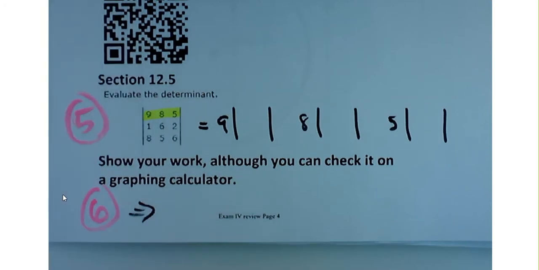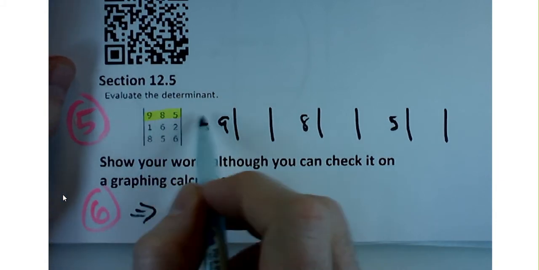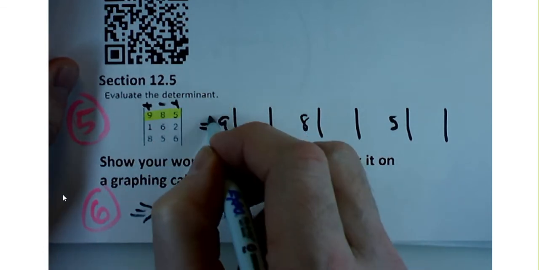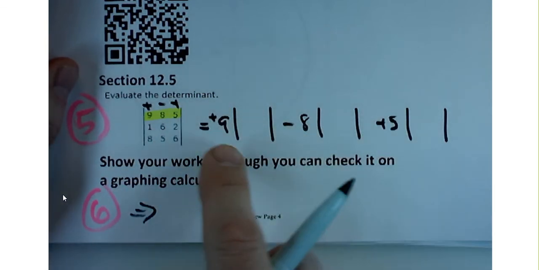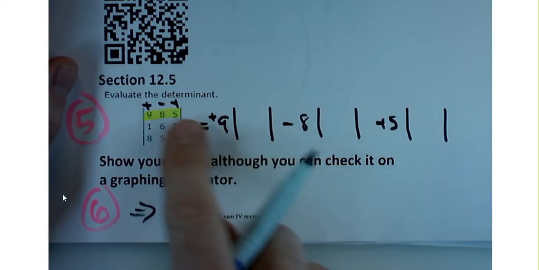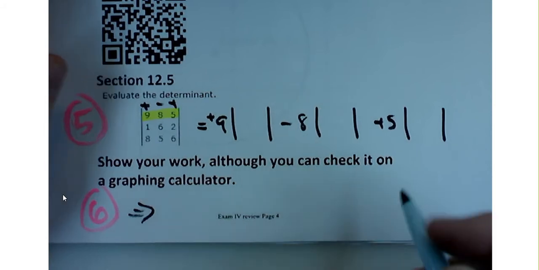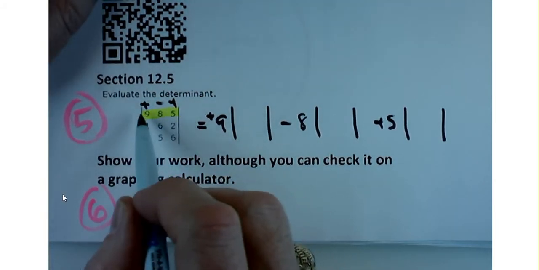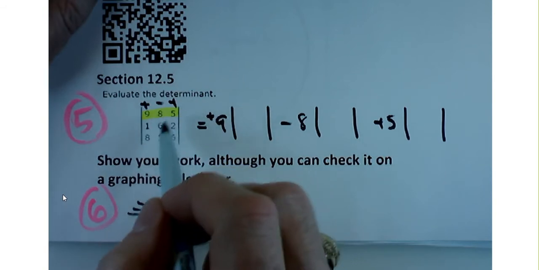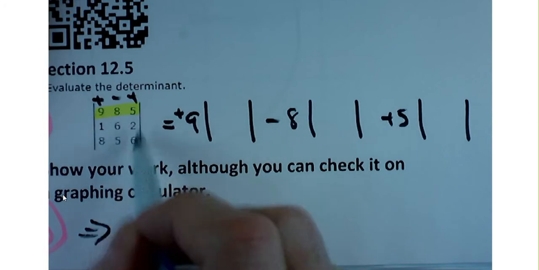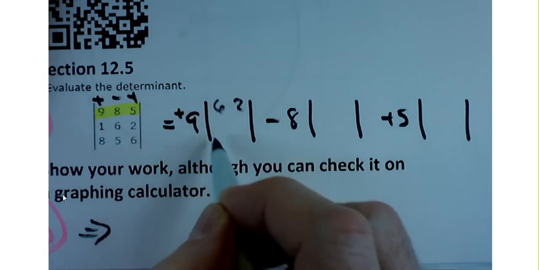So, you're going to go across the top row. Remember, there's a little pattern here: plus, minus, plus. Plus 9, minus 8, plus 5. If that was a negative 8, I'd have a double negative there, so just be careful. But one at a time, you're going to cross off the corresponding row and column. So if I cross off the top row and the first column, then I'll be left with these 4 numbers: 6, 2, 5, and 6.